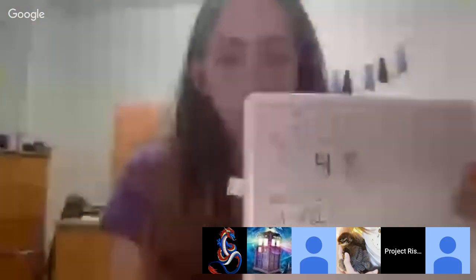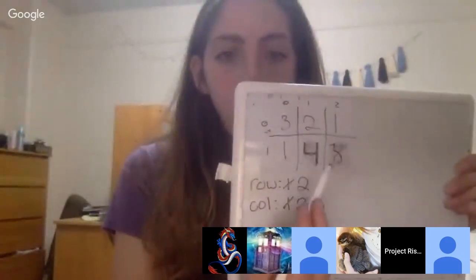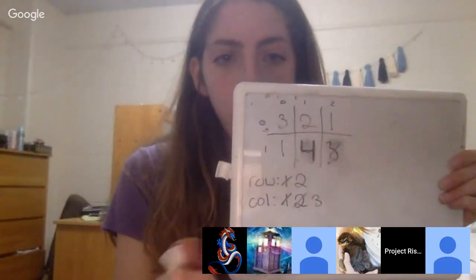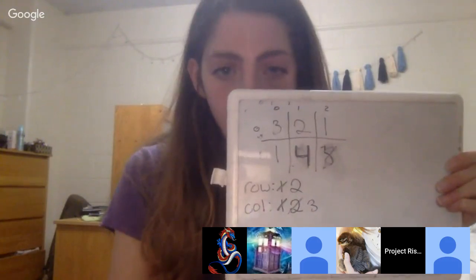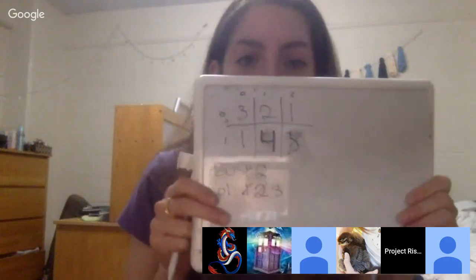And so at the final execution of our code, our values are going to be 3, 2, 1, 1, 4, 8. So the correct answer would be the third answer. Does that make sense to everybody?